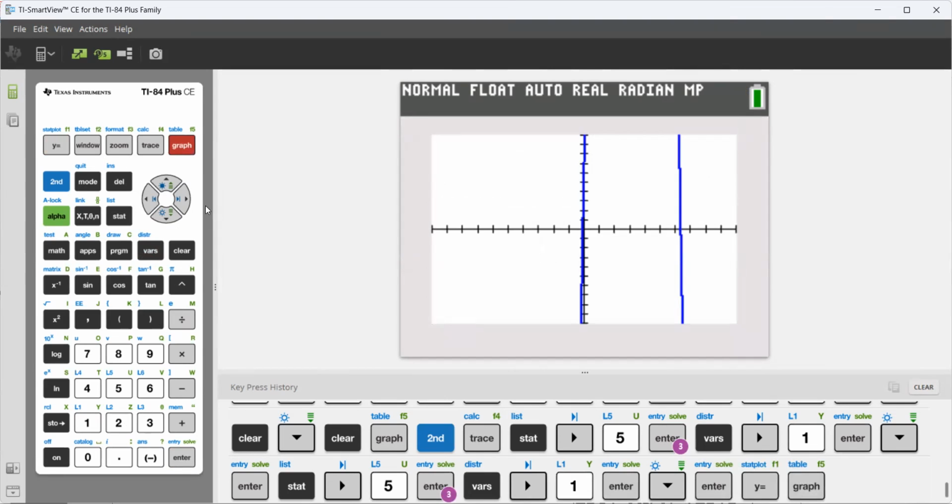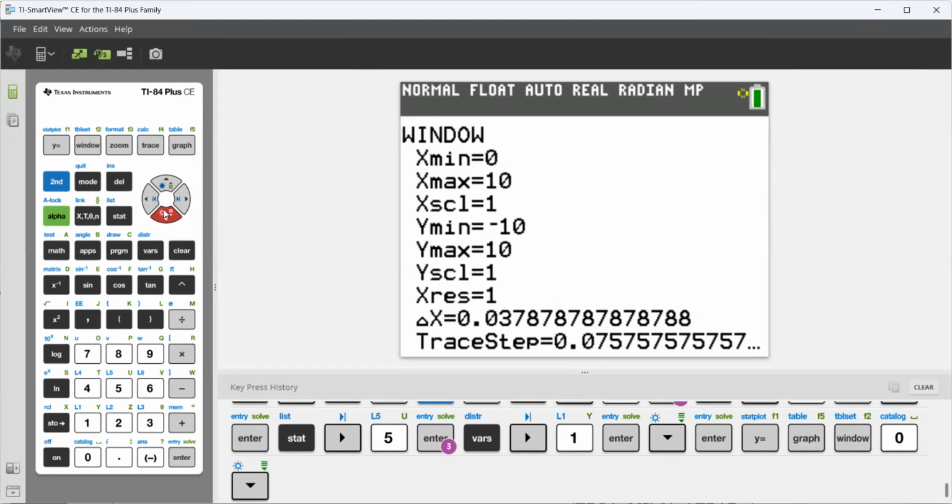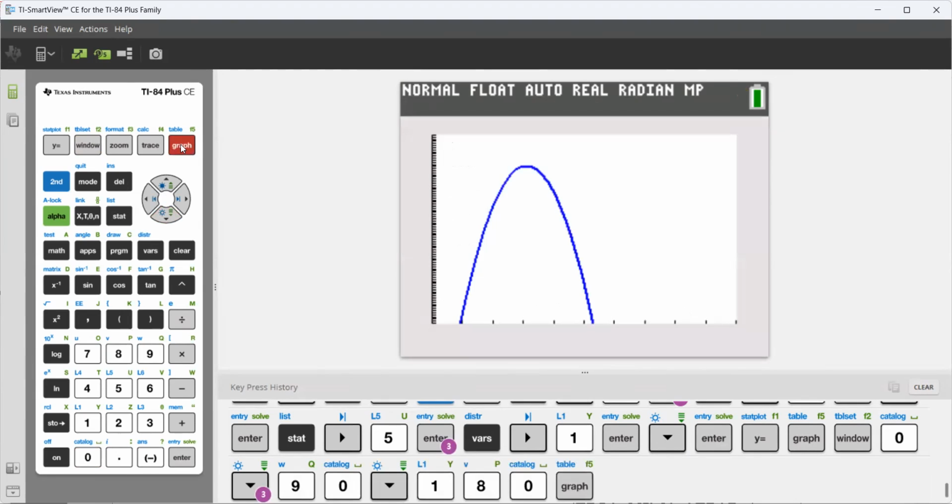But I have to fix this. It shouldn't be a standard window because of the values, right? My x goes from, let's do 0 to 10, because it started from 1. But y, the minimum y from the table was 95. So I could do 90 for my minimum y. Then the maximum y, I'm going to do 180. There you go, graph. Oh, wow. I've got it in a better way now.